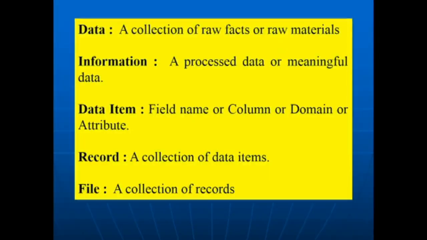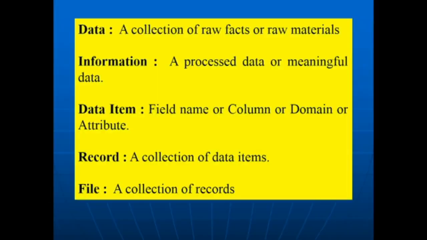First, data. Data is a collection of raw facts or materials. Once the data is processed, the data will become meaningful data. That is going to be information. Then data item. Data item is a field name or column name or domain or attribute. For example, if you are taking student as an entity, what are the attributes of student? Roll number, name, these are all data items.